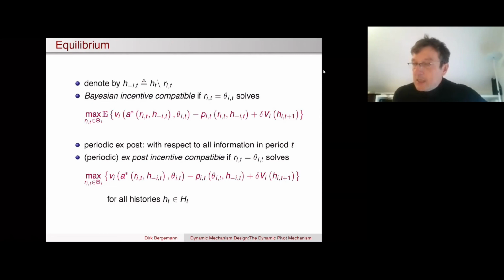If I'm strengthening the incentive constraints and I'm saying, well, I want it to be incentive compatible with respect to all the information, that is including the report of agent I, then I'm going to say it is a periodic ex post incentive compatible mechanism. And that's the notion that we're going to think about today.